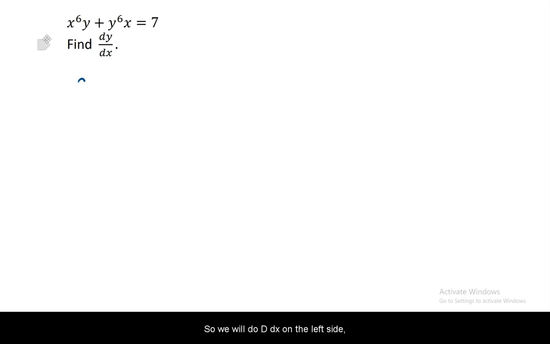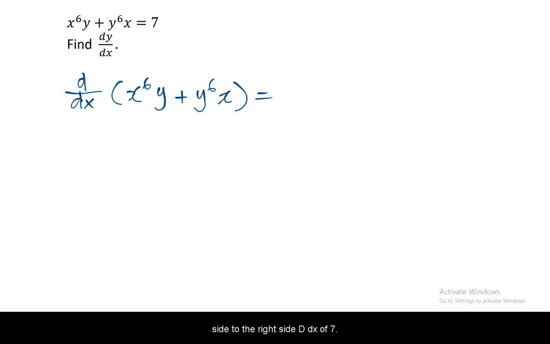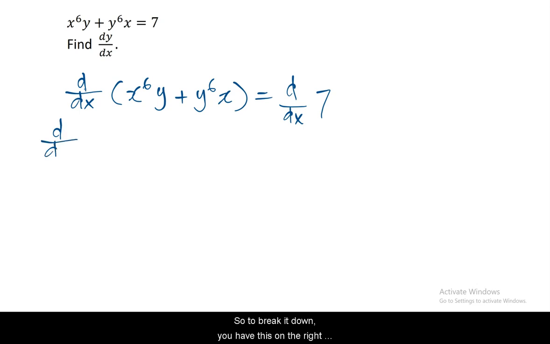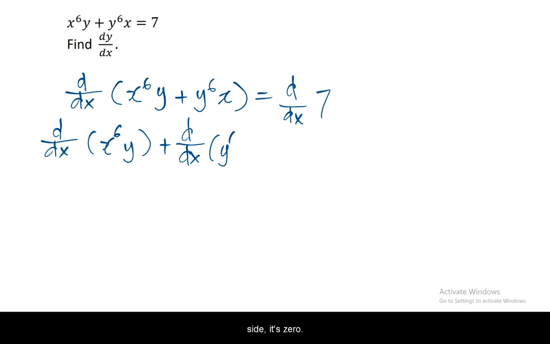So we will do d/dx on the left side, x to the 6 y plus y to the 6 x, and differentiate the right side, d/dx of 7. All right, what do we have on the left? To break it down, you have this. On the right side, it's 0.